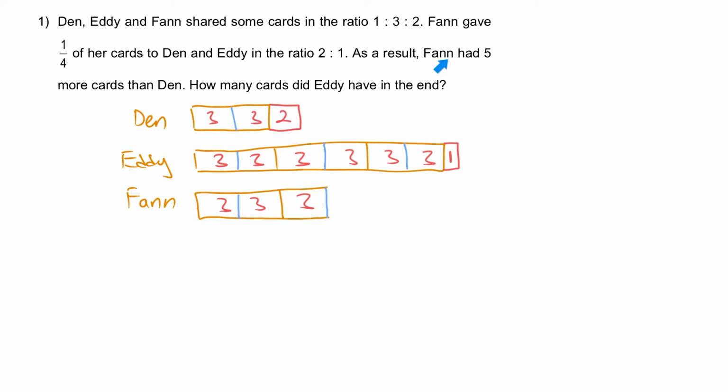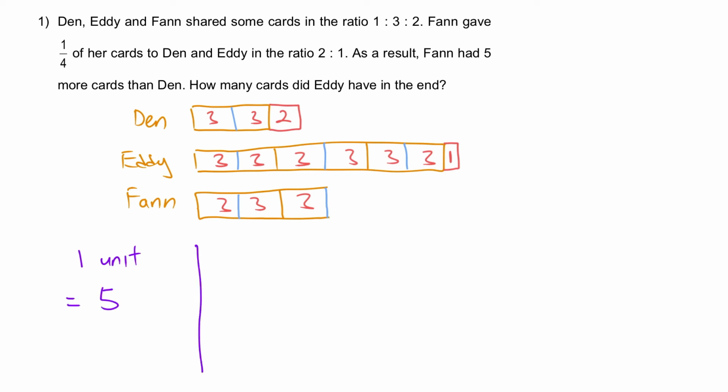And given that Fan had 5 more cards than Dan in the end, look over here, Fan had 9 units, Dan had 8 units. Therefore, we can conclude that 1 unit is equal to 5.